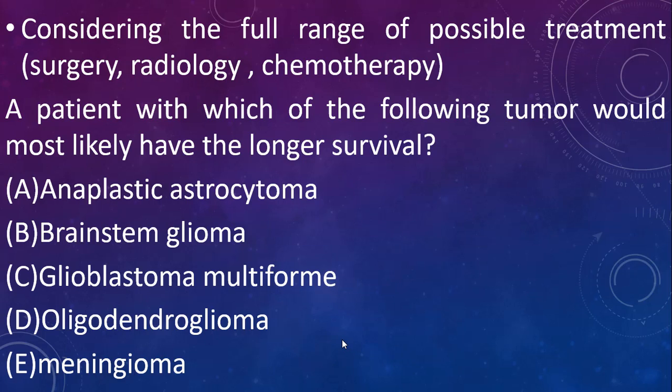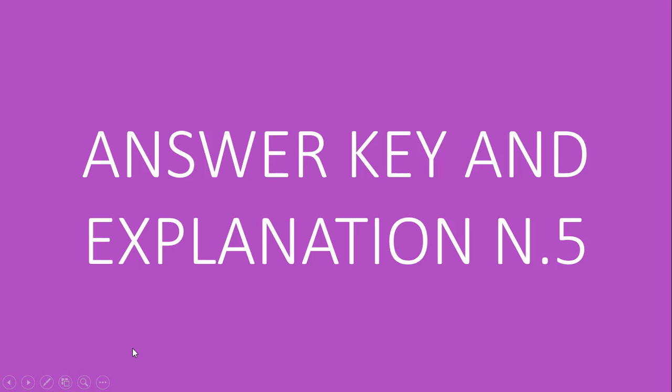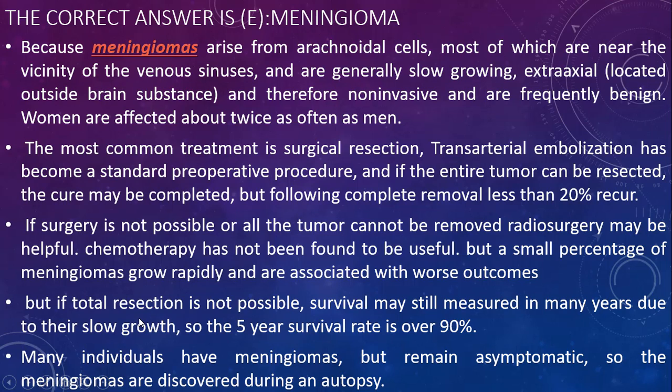Question number 5. Considering the full range of possible treatment, surgery, radiation, chemotherapy, a patient with which of the following tumors would most likely have the longer survival? A. Anaplastic astrocytoma. B. Brainstem glioma. C. Glioblastoma multiforme. D. Oligodendroglioma. E. Meningioma. Answer key and explanation number 5.